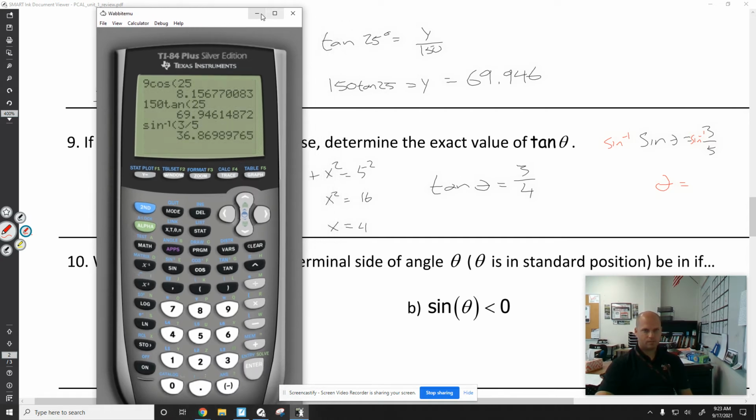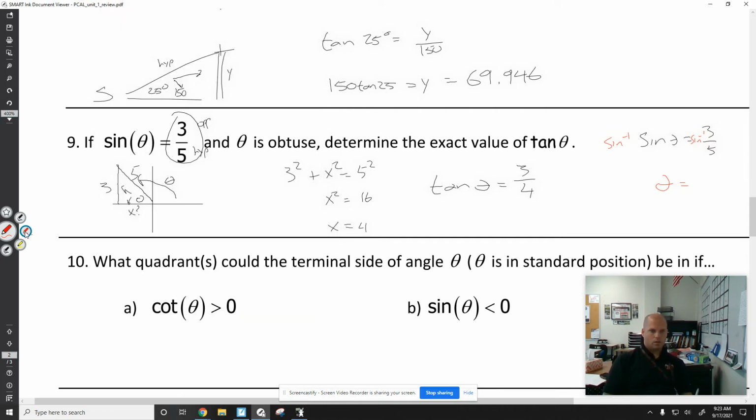Oh, I made a mistake. I said x is 4, right? I don't like that. X is -4. Why do I say it's -4? Because we're going to the left because we have an obtuse angle.